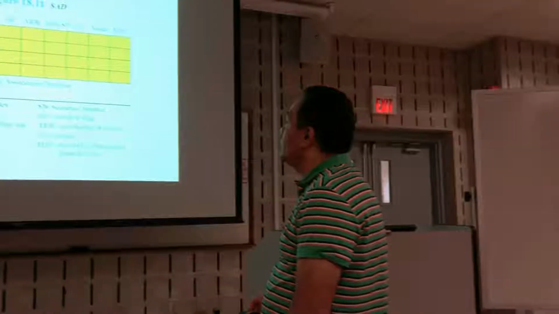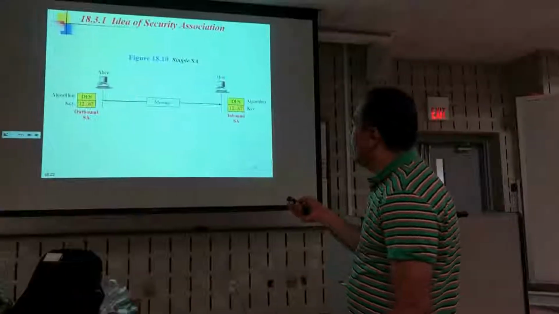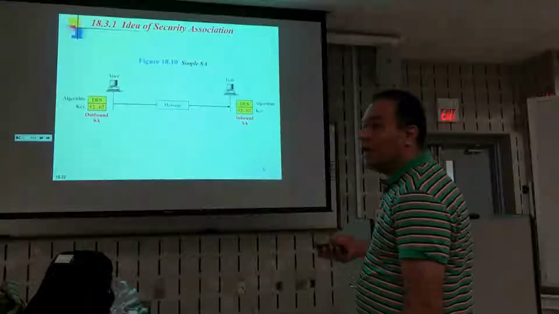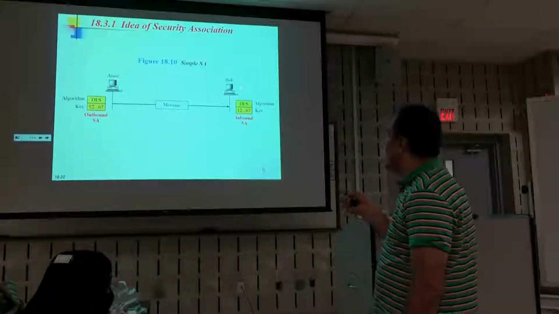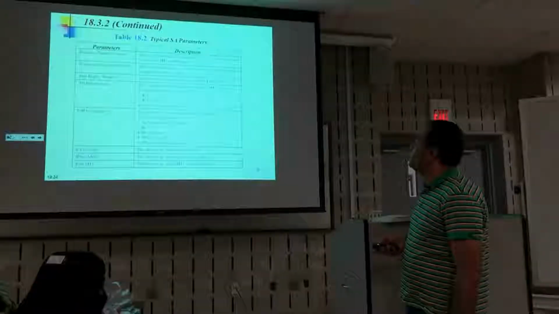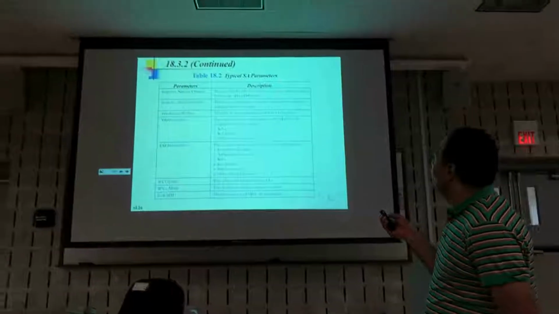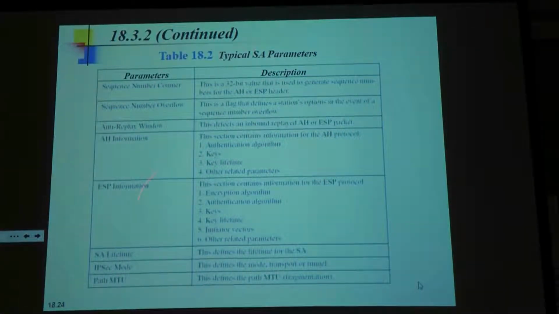So if this table is stored in Alice, what do we call it? Outbound security association. Okay. If it is stored in Bob, what do you call it? Inbound security association. So these are the special SA parameters that we spoke about. Just take a look at that. Let's take one or two.